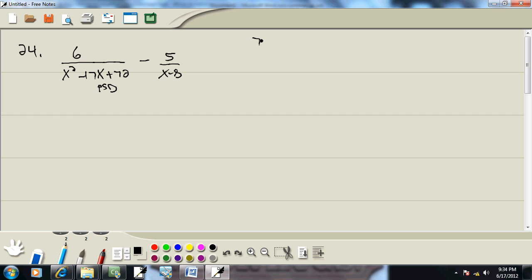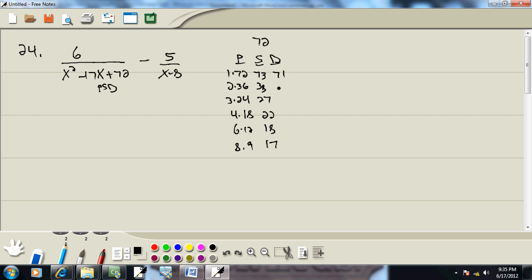With the PSD method, the reason why it's x squared, x, no x, and there's no number for the x squared, we take the number at the end, the 72, and we're going to create 3 columns. Product column, we list all products, gives us 72. 1 times 72, 2 times 36, 3 times 24, 4 times 18, 5, no, 6 times 12, 8 times 9. S column, we add these numbers together. 1 plus 72 is 73, 2 plus 36 is 38, 27, 22, 18, 17. Difference column, we subtract them. 72 minus 1 is 71, 36 minus 2 is 34, 21, 14, 6, and 1.